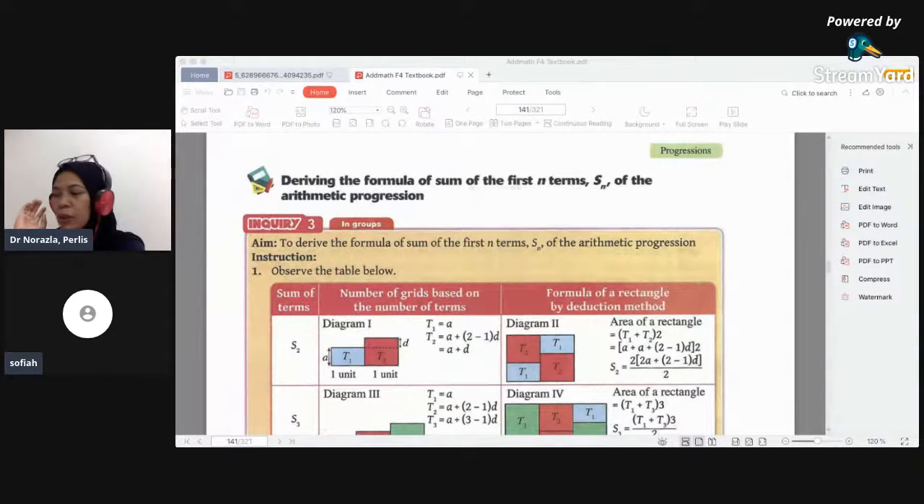So what is the meaning of the first n terms? First n terms mean we have the first term, second term, third term, until the n-th term. That is the first n terms. You need to understand the meaning of the first n terms first.